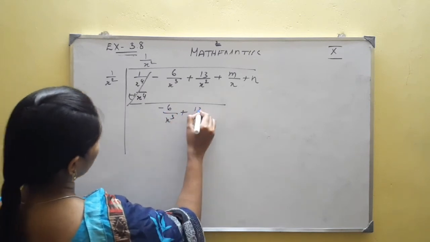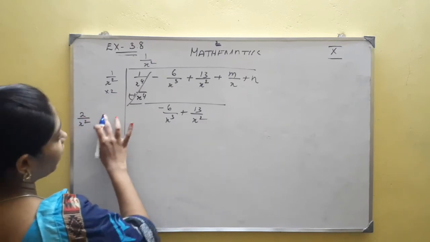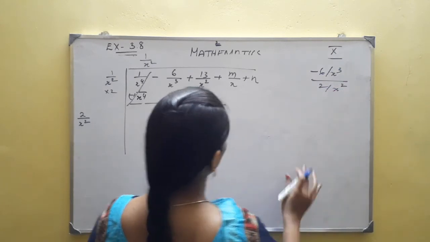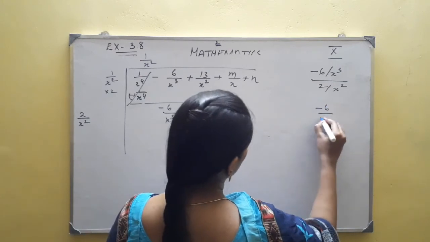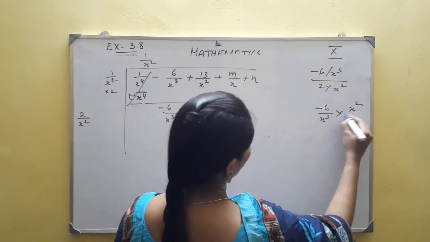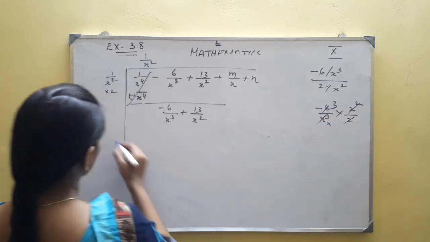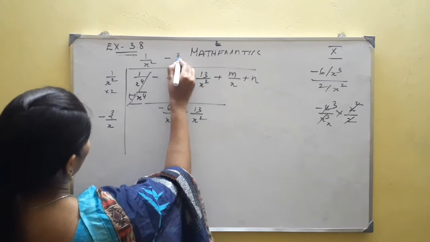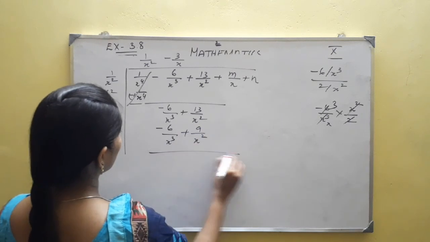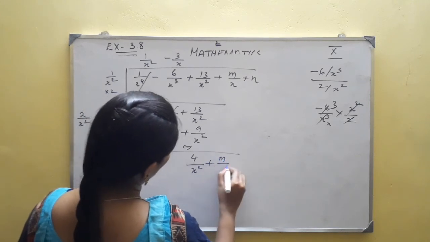Bring 2 terms to the next step. Again, while multiplying this by 2, you will get 2 by x square. Be careful while writing this term for this problem. Minus 6 by x cube divided by 2 by x square. If you feel difficult to cancel in this way, just write minus 6 by x cube into the reciprocal, because you are having a fraction in the denominator, no? Reciprocate and multiply with what is in the numerator. So this is 3 times. Here one more x is remaining, no? Minus 3 by x. So if you multiply, you will get 6 by x cube plus 9 by x square. If you change the sign, this will become 4 by x square plus m by x plus n.